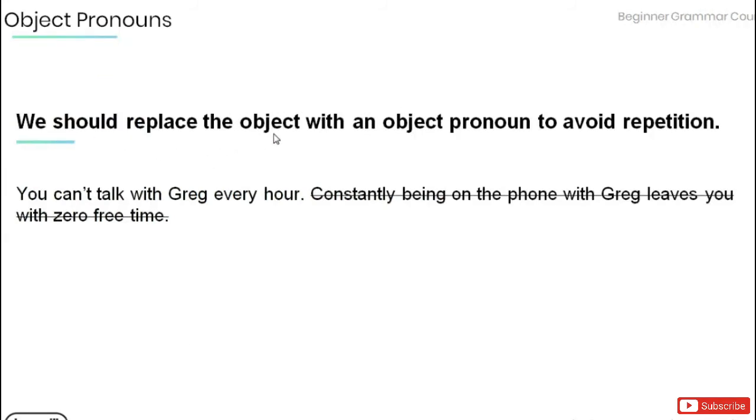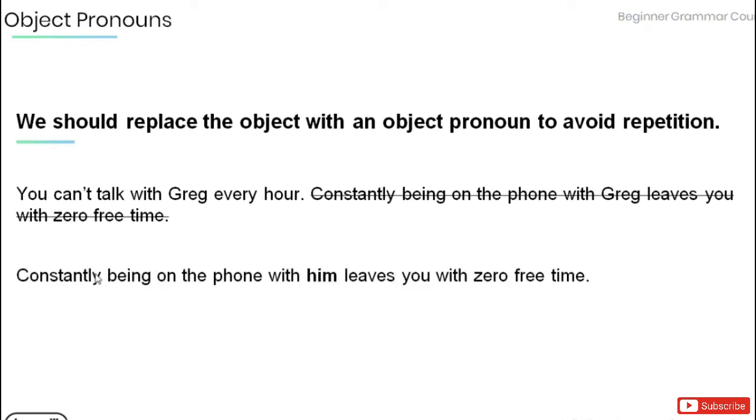Also, we should replace the object with an object pronoun to avoid repetition. Have a look at the sentence below and try to avoid the repetition in the second sentence by using an object pronoun. You can't talk with Greg every hour. Constantly being on the phone with Greg leaves you with zero free time. Constantly being on the phone with him leaves you with zero free time.